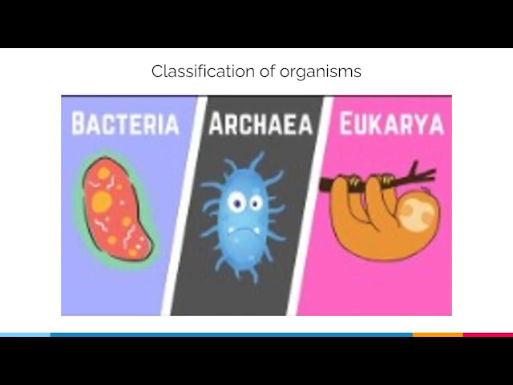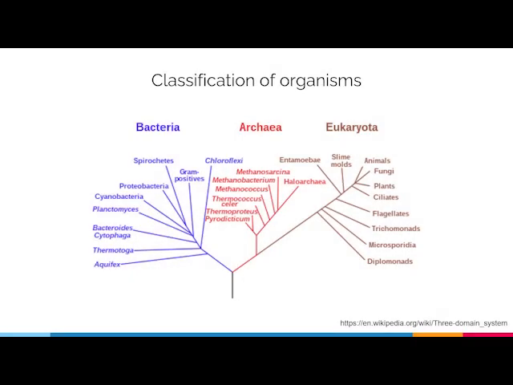This was essentially about the classification of organisms. We will talk about them in the picture itself. Classification of organisms, as I said, was done by Carl Woese into the three domain system, in which he divided the entire tree of life into the bacterial branch, the archaea branch, and the eukaryota branch. This was done based on the 16S rRNA sequence. One thing to keep in mind is that you will find that the archaea is somewhere in between the bacteria and the eukarya.